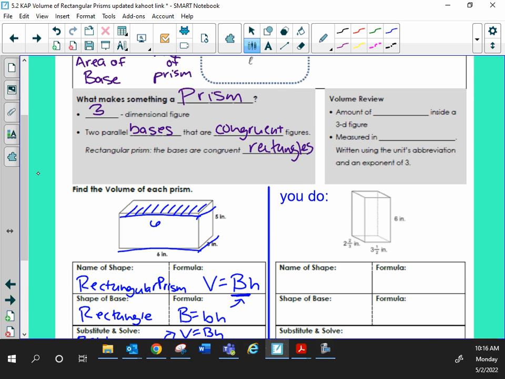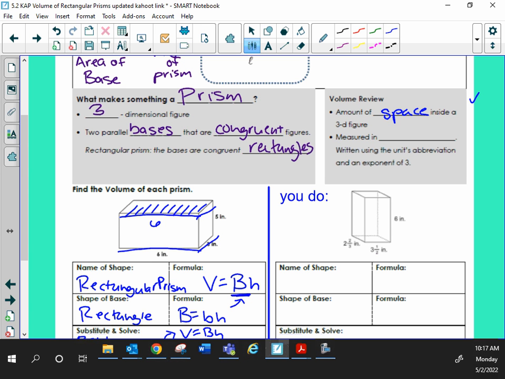So let's review real quick. Get a pencil, please. Okay, let's review real quick. I apologize, I skipped this. So, when we're calculating volume, we are trying to figure out the amount of what inside a 3D shape. We're trying to find the space. When you're calculating volume, it's another way of saying the space inside of that figure.